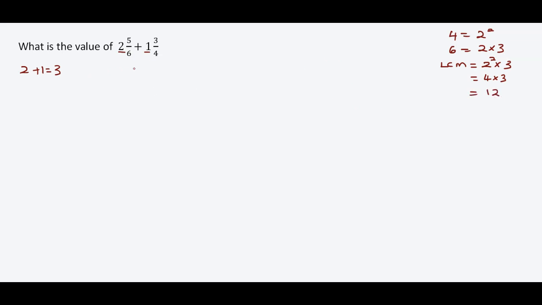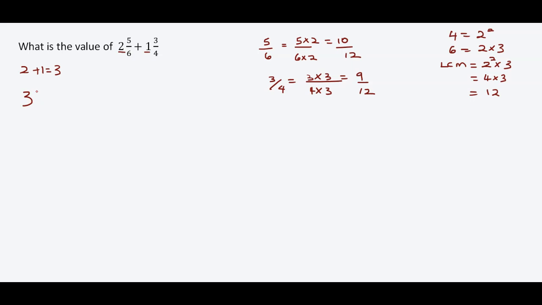And so we're going to rewrite 5/6. 5/6 is equal to, we need to get to 12, so we're going to multiply 6 by 2, and we'll also multiply 5 by 2. So this is going to give us 10/12. And then 3/4, we're going to multiply 4 by 3 to get to 12. So we multiply 3 by 3. So we have 9/12. So now we have 3 is our new whole number.